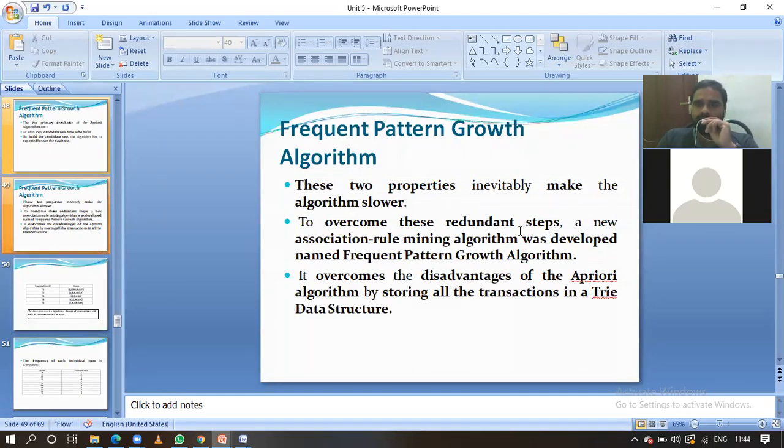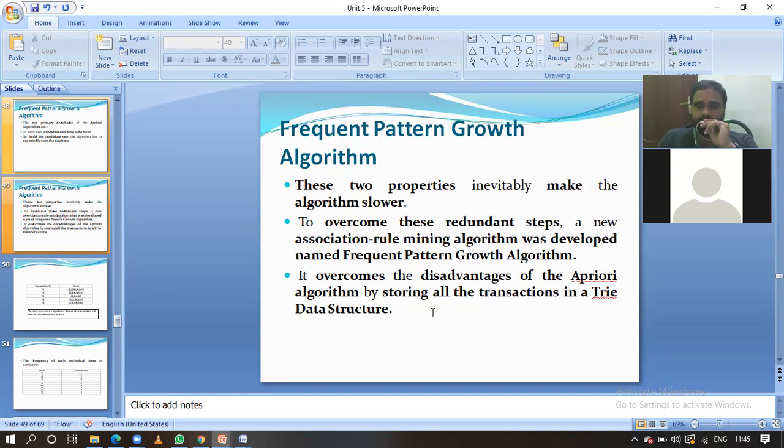To overcome these redundant steps, we have developed one algorithm that we call the frequent pattern growth algorithm. Because of these two properties, that is scanning and constructing the candidate set for each step, the Apriori algorithm is slower compared with frequent pattern growth. These two steps are not there in FP growth. That is why it is faster compared with the Apriori algorithm.